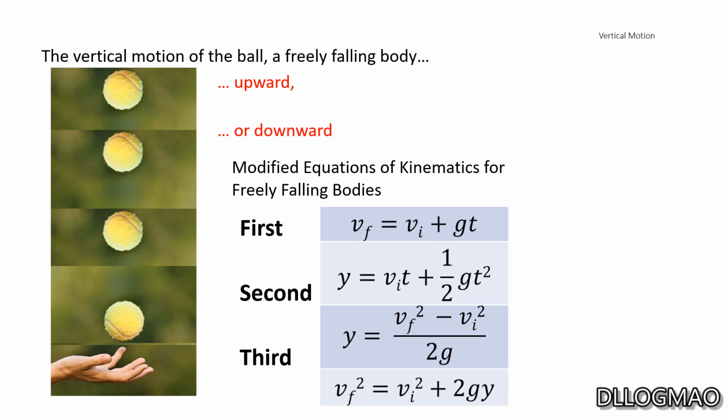The second equation is: the vertical distance traveled is equal to the sum of the product of initial velocity and time and half of the product of acceleration due to gravity and the square of time.